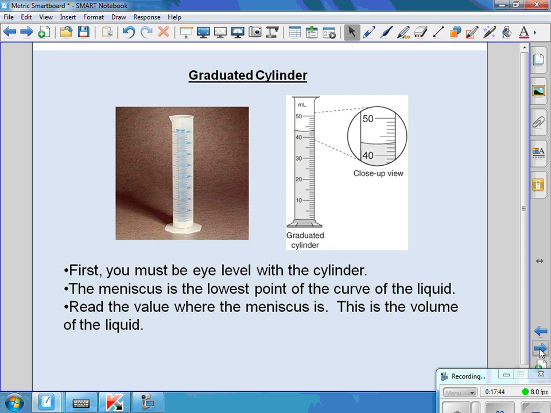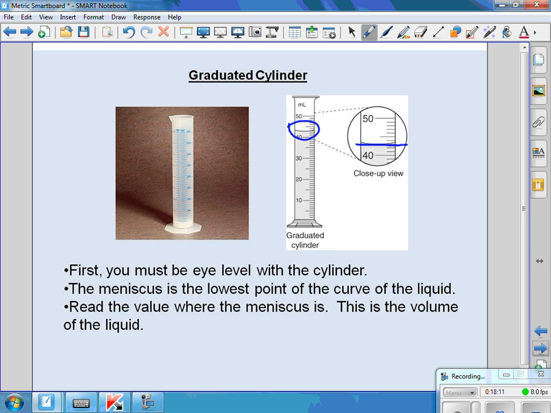The other thing you need to remember is that when a liquid goes into a cylinder like this, sometimes you will have a curve, and that curve of the liquid is called the meniscus. You need to always read at the bottom of the meniscus. So you're going to read at the bottom line where it comes across.